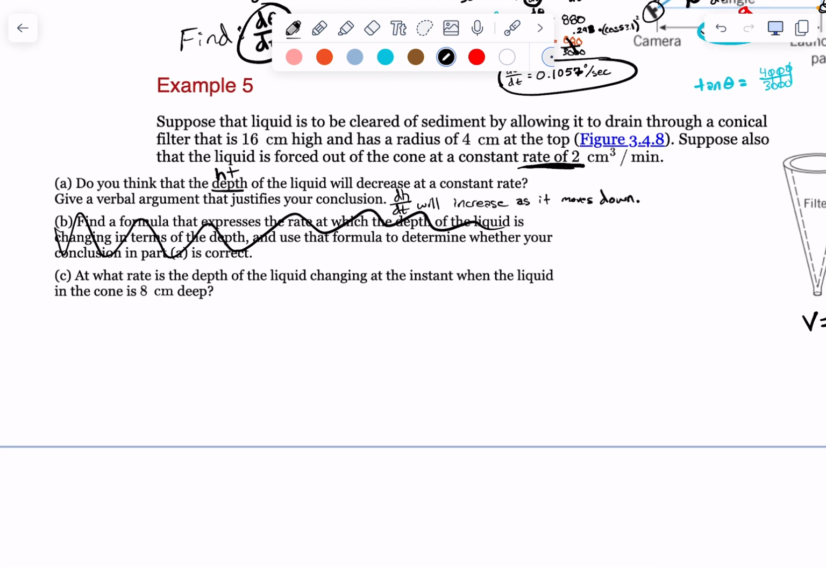At what rate is the depth of the liquid changing at the instant when the liquid in the cone is 8 centimeters deep? So at what rate is depth changing? What are we solving for? Height, right? We're solving for dH dt. dH dt, yeah. At what rate the depth is changing, dH dt. Okay, so as far as it goes with our equation, we've got it. Volume equals 1/3 pi r squared h. Okay, we're trying to find dH dt. Got it.